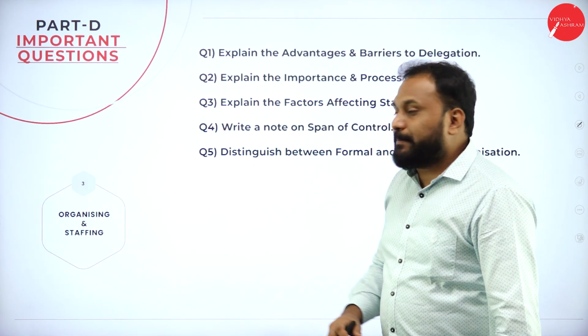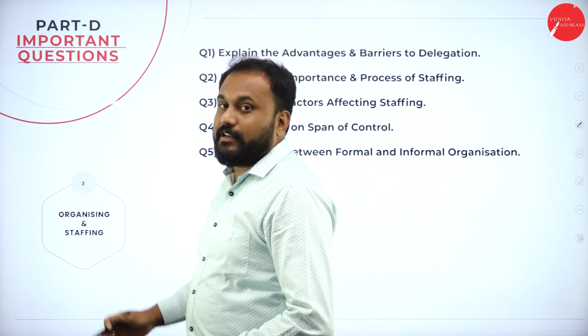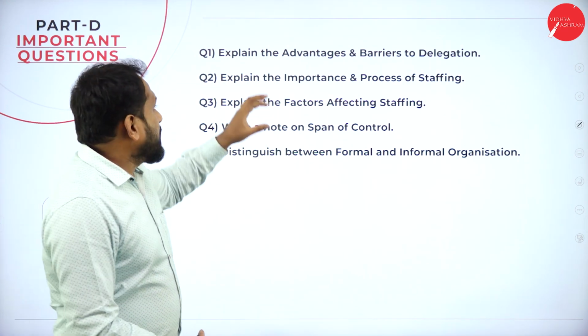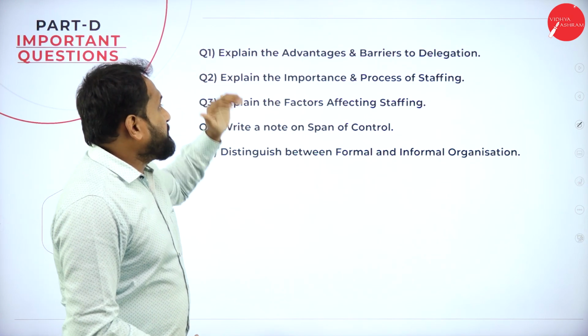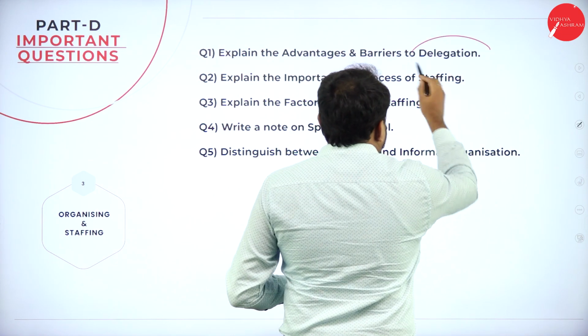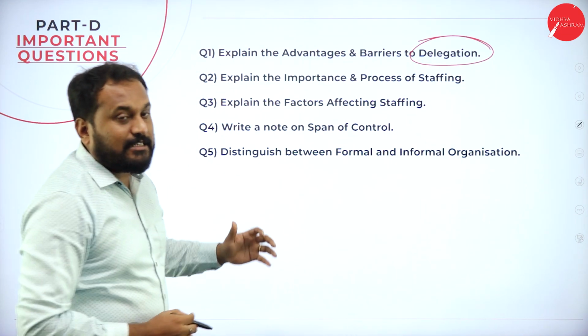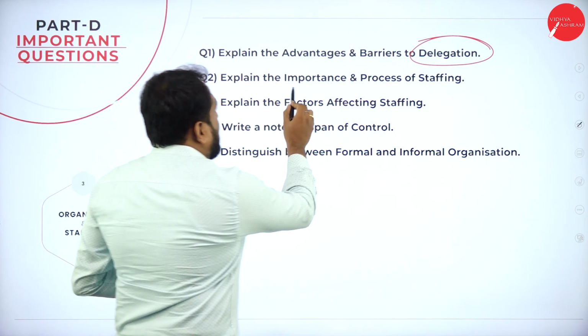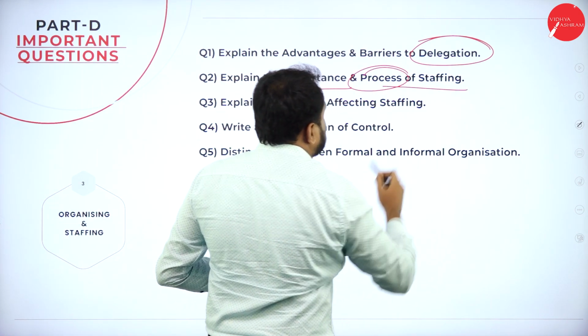Next is chapter 3 where organizing and staffing will come. Now understand, organizing is there, staffing is also there. So the question can be like, explain the advantages and barriers of delegation. That means you have advantages of delegation as well as barriers of delegation. Next question is, explain the importance and process of staffing.